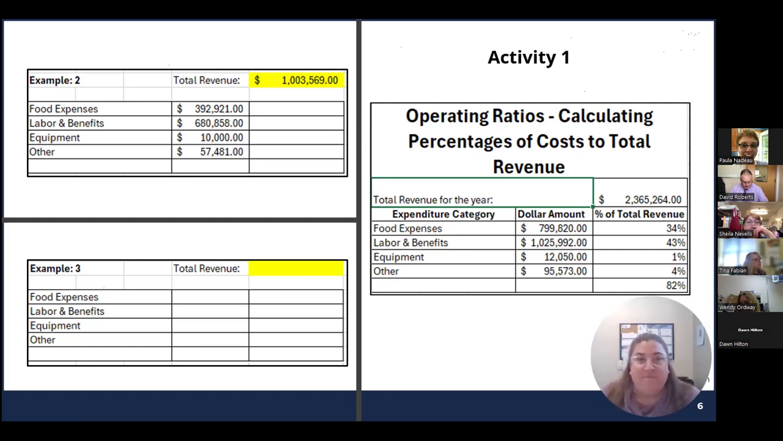So for this first activity, I would like you to complete sample two for me. I'm going to give you some time to go ahead and do those calculations.